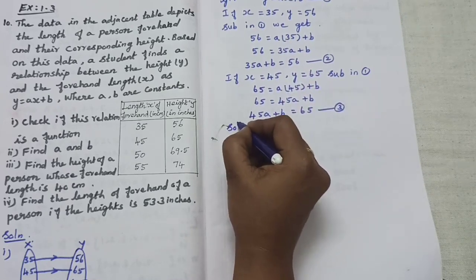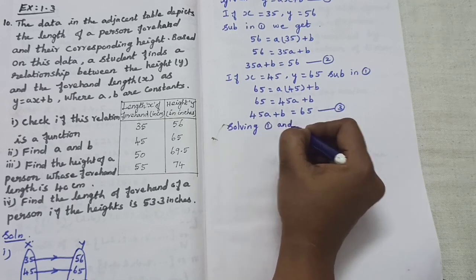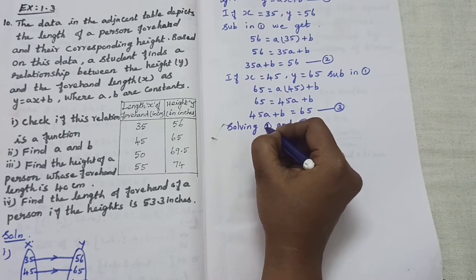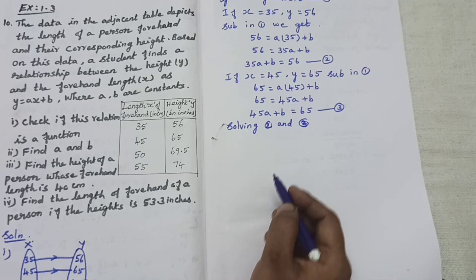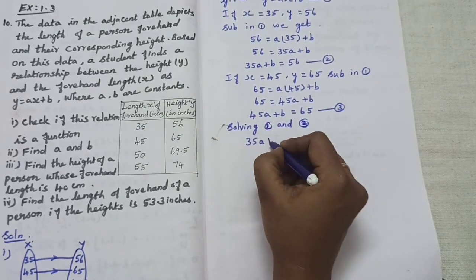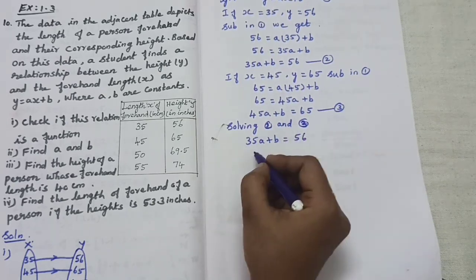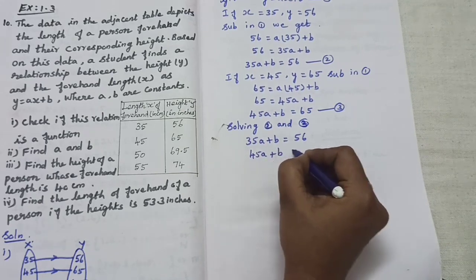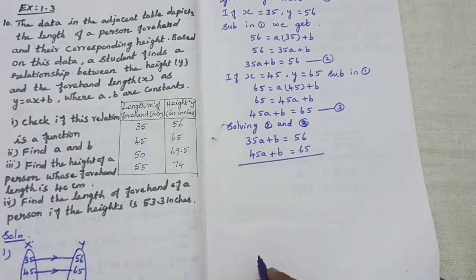Solving 2 and 3. What is equation 2? 35a plus b is equal to 56. The third equation is 45a plus b is equal to 65. Correct? These two we have to solve.